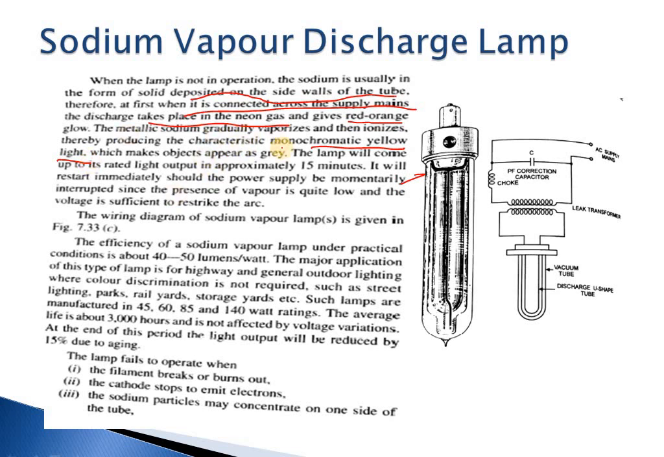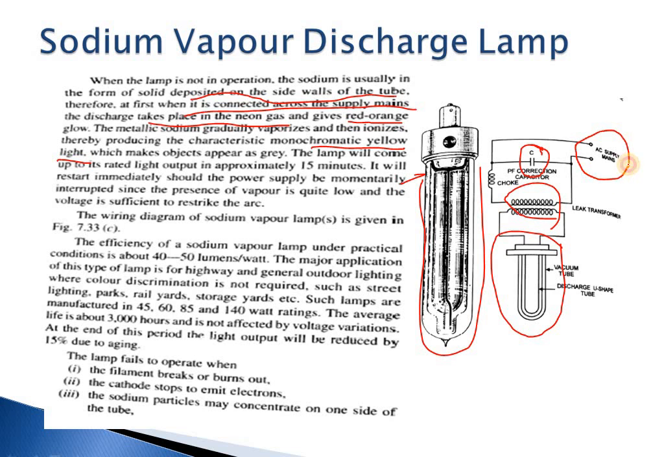This is the diagram for the sodium vapor lamp. It looks like a tube structure. You can see this is a cylindrical tube, and here this is the capacitor part, and this is the transformer part. This capacitor is used for improving the power factor, and this is the transformer, and this is the sodium vapor lamp connected, and this is the AC supply.